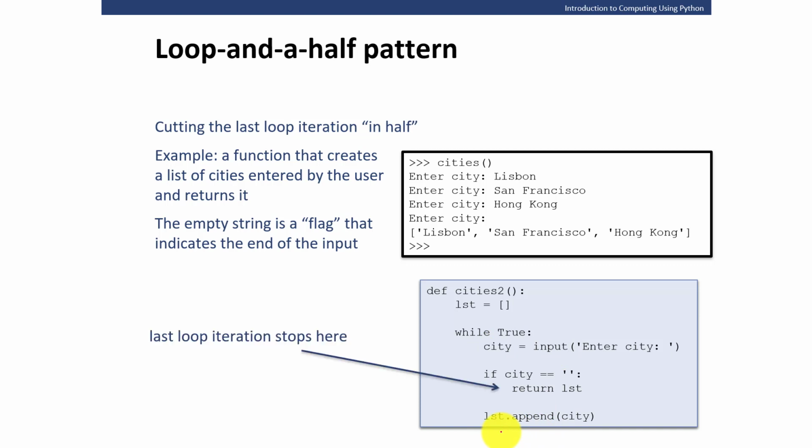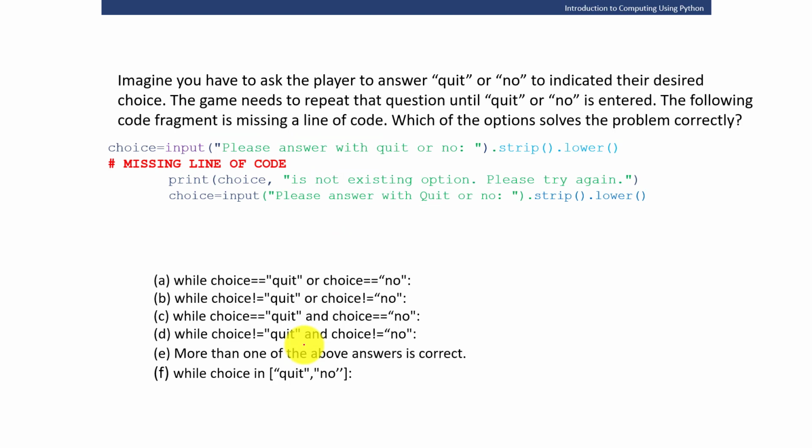Okay, so the last loop iteration stops here, and for that reason the loop pattern in City2 is commonly referred to as the loop and a half pattern. Okay, so this question is coming from the midterm of 2020.